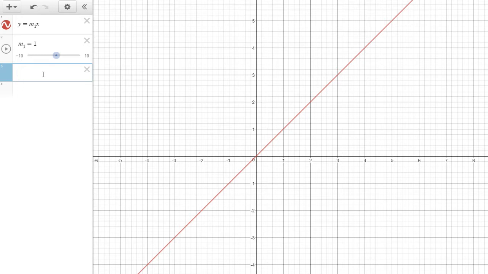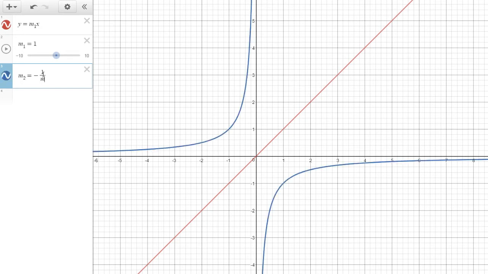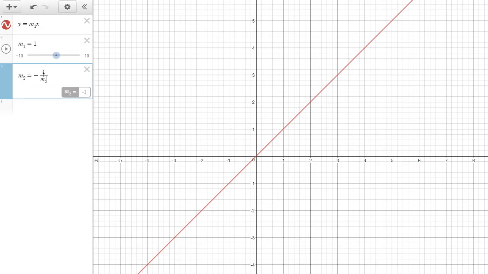Or you could say that a new gradient, say m2, would equal minus 1 divided by m1. Now if you don't quite get this, I'm going to draw it out later and we'll just derive it on pen and paper. Okay, so we've got a new gradient there, m2. Right, now what we'll do is we'll draw out another line. We'll call it y equals m2x.